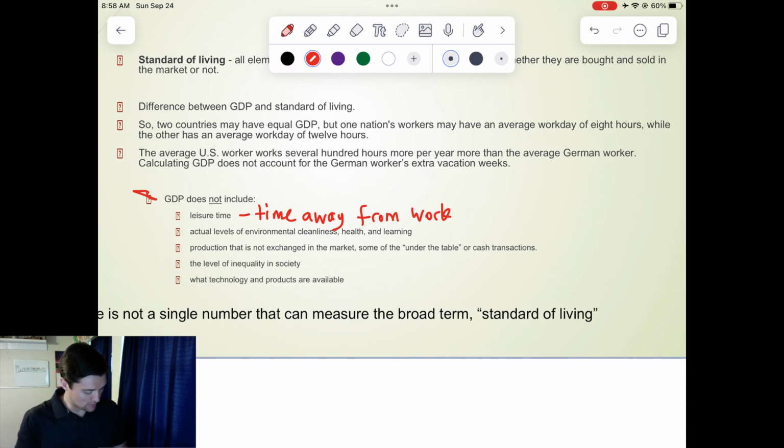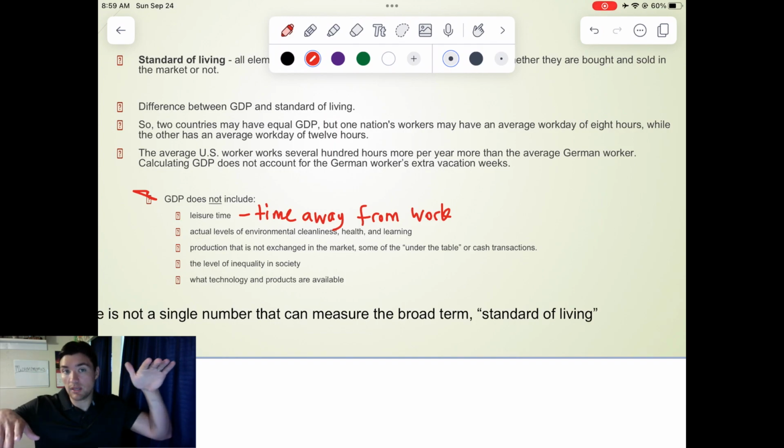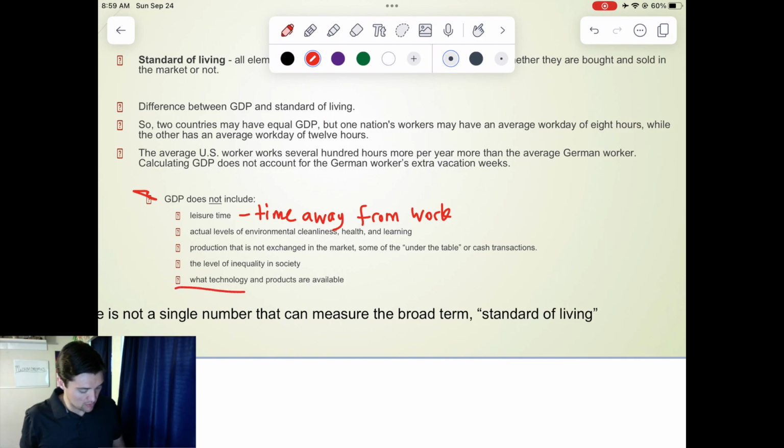All right. The level of inequality in society. So GDP, total production, right? So we could have one person that has all the income, does all the production, and we have another person that absolutely does nothing. But we have no idea that level of inequality that's going on. What if, in terms of GDP per capita, we have the average person producing $60,000 worth of stuff? But what if they're doing the exact same production, but they're paid different amounts? GDP does not measure that.